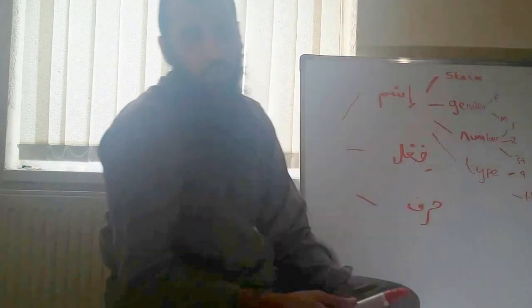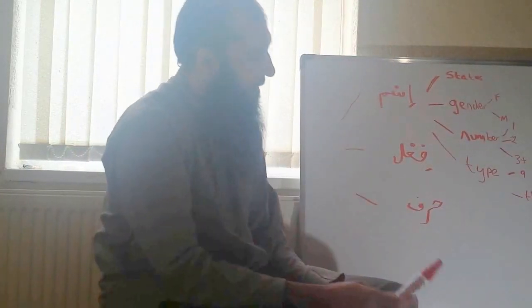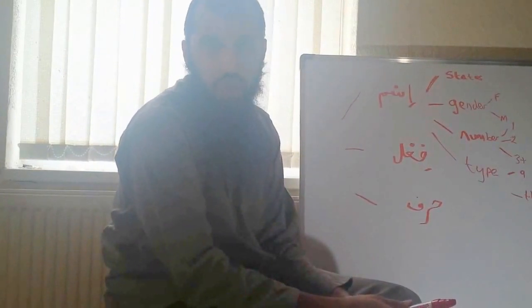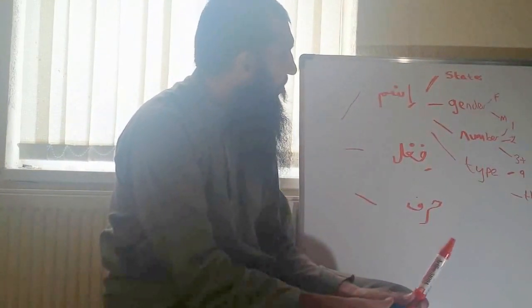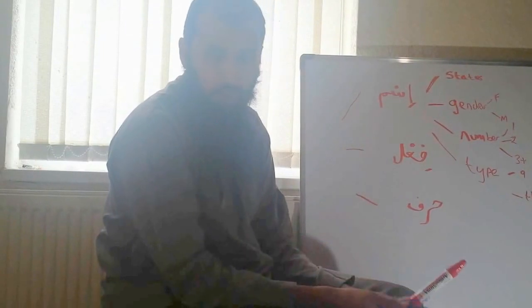And then the final type was type, and that is definite or indefinite. So like a or the, as an example. So the book would be definite, and a book would be indefinite. And those are the four types.